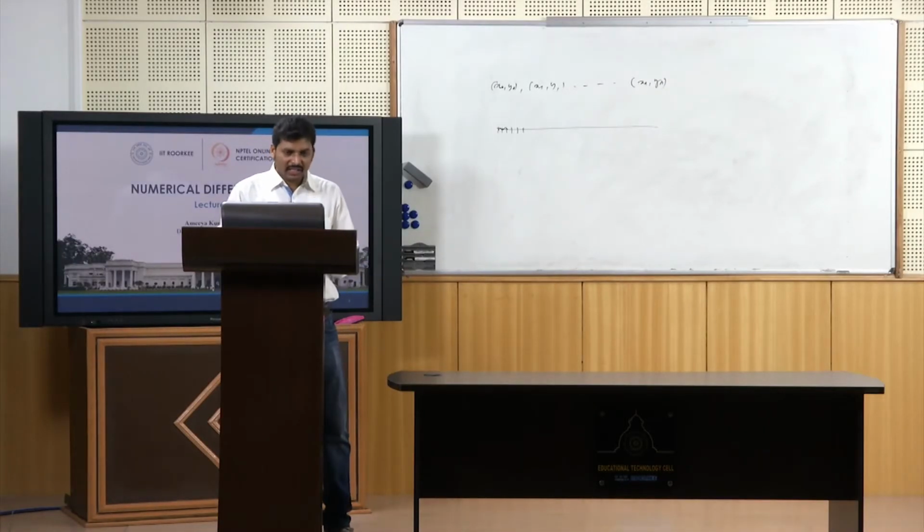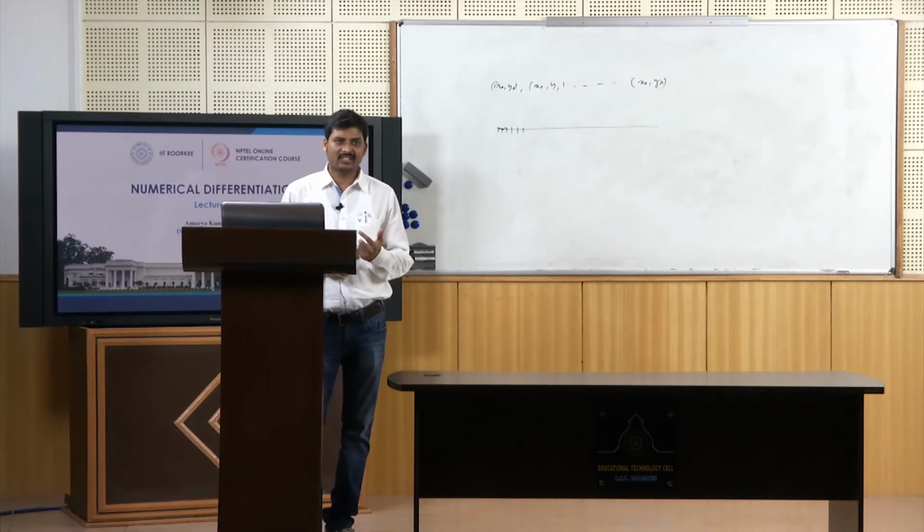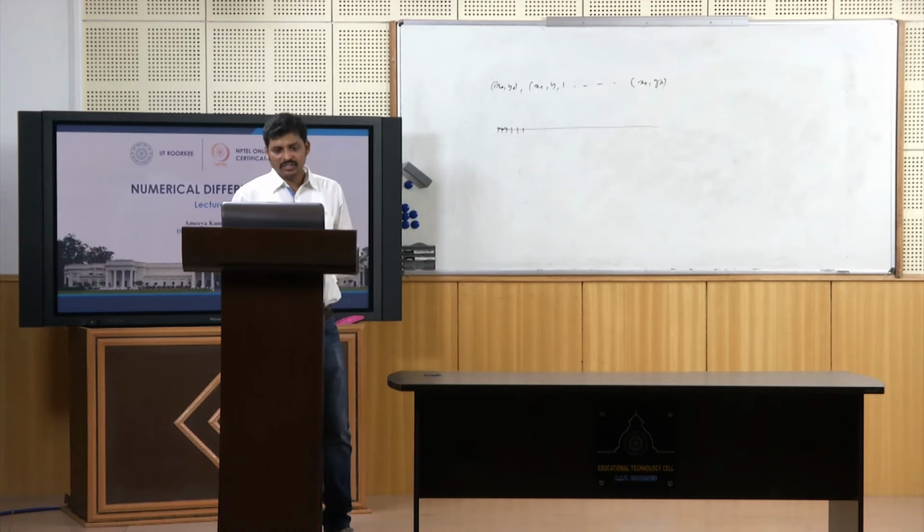First in this discussion we will consider equispaced points. Whenever the tabular points are equally spaced, we will see how we can use differentiation there. Then we will go for finite difference operators, then we will go for undetermined coefficients.